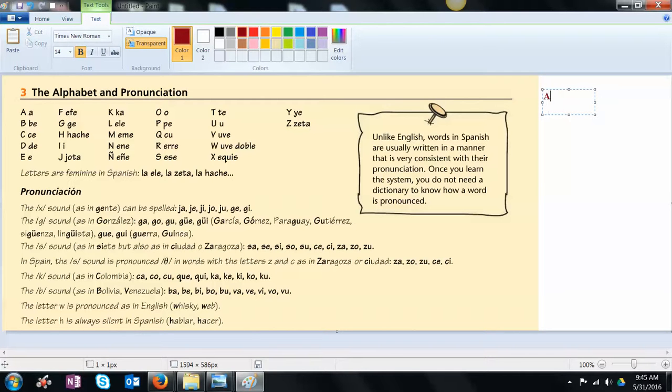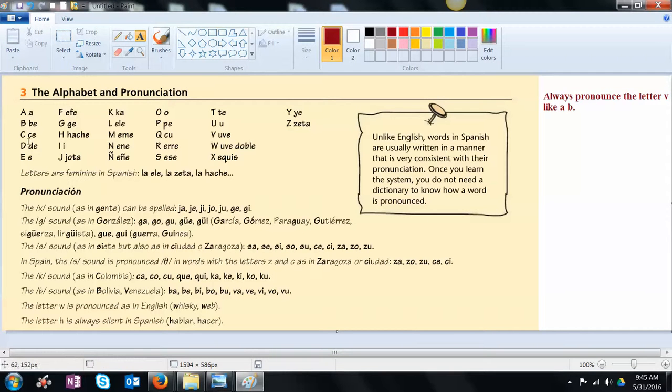So always pronounce the letter V like a B. Okay. Let's see, what else is there?